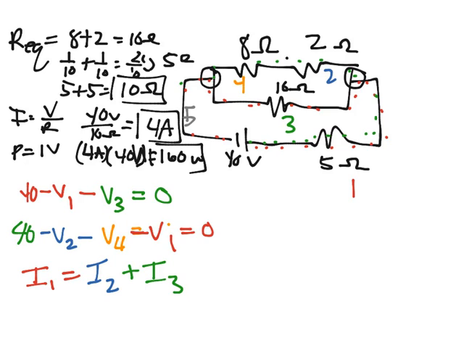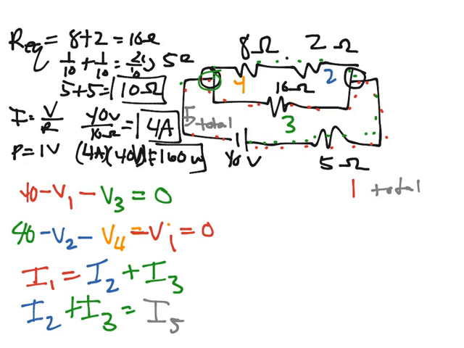Then when I come back to this one, my current 2 going in, and my current 3 going in, is equal to whatever current is coming out, 5. Notice that 1 and 5 are also the totals. So that's my total current.